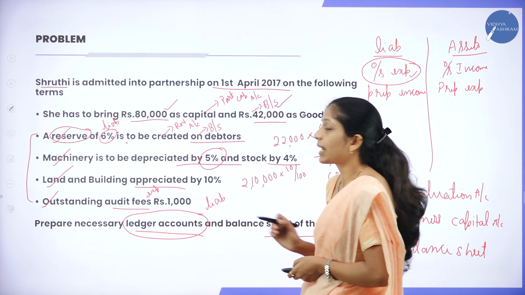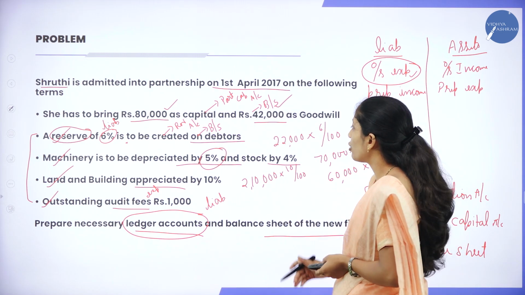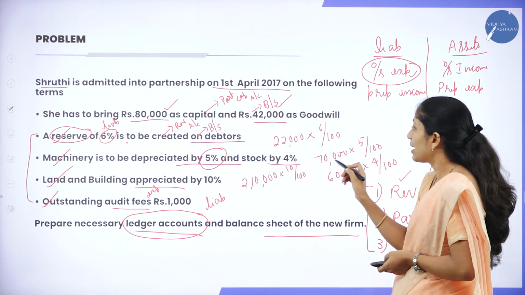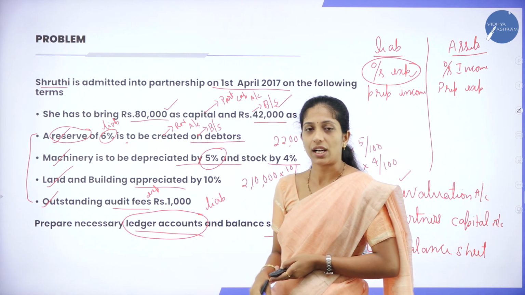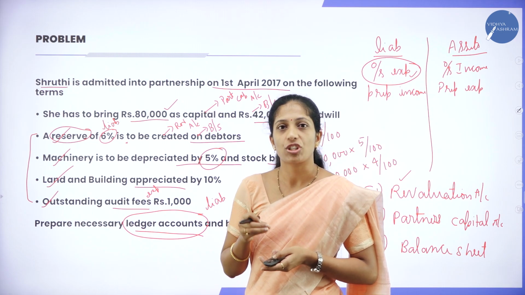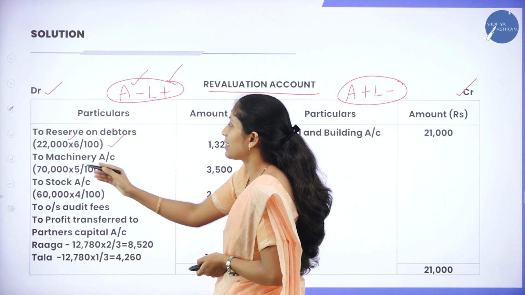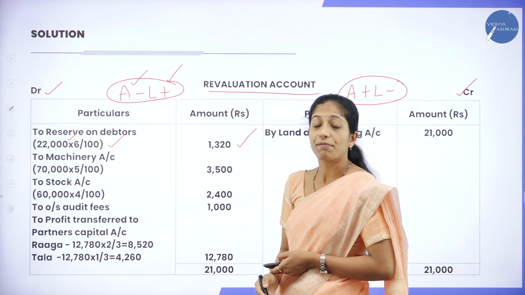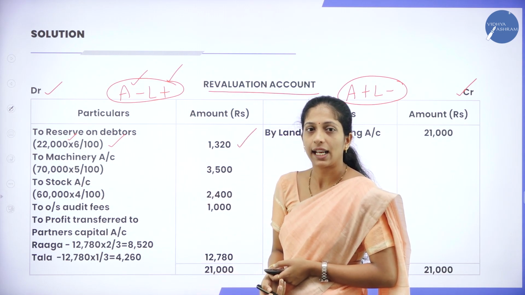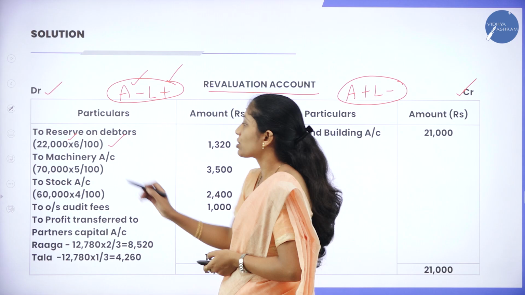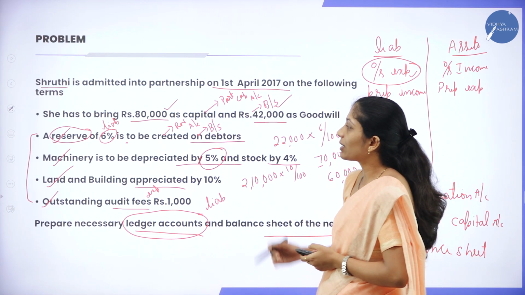Machinery is to be depreciated by 5%. In the sense, a decrease in asset. Right? What is the value of machinery? We have already seen it, that is 70,000. 70,000 into 5 divided by 100. So, a decrease in the value of machinery. Where do we record? A minus, so on the debit side itself, to machinery account. The value of machinery in the balance sheet is 70,000. What is the percentage they have asked us to calculate? 5%. So, 70,000 into 5 divided by 100, we'll get 3,500.